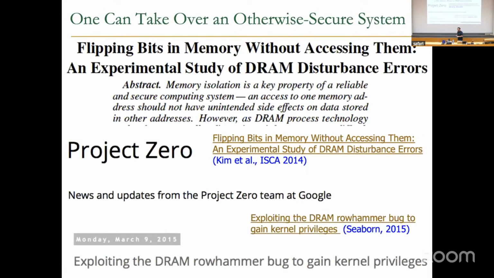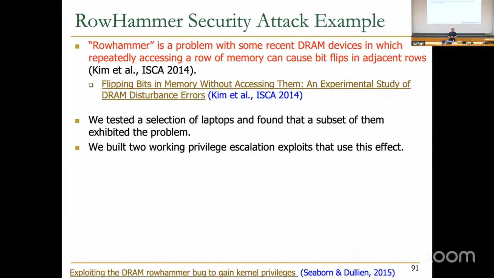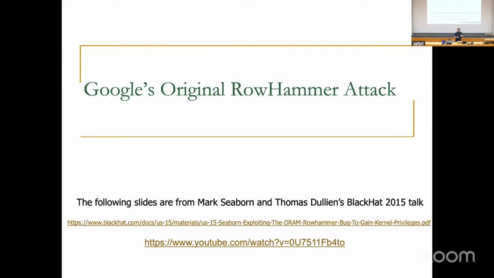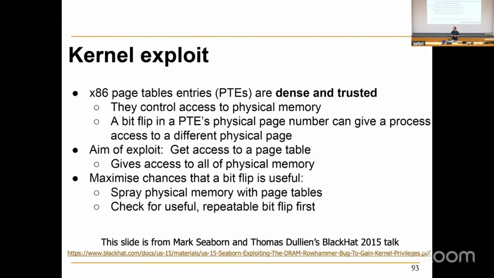And this has been shown by Project Zero, where they tried to exploit the DRAM RowHammer bug to gain privileged access. Google's original RowHammer attack paper shows the following kernel exploit. The x86 page table entries are dense and trusted. As we discussed before, they control the access to the physical memory, and a bit flip in the page table entries' physical page number can give a process access to a different physical page. So the aim of the exploit is to get access to the page table and give access to all of physical memory.